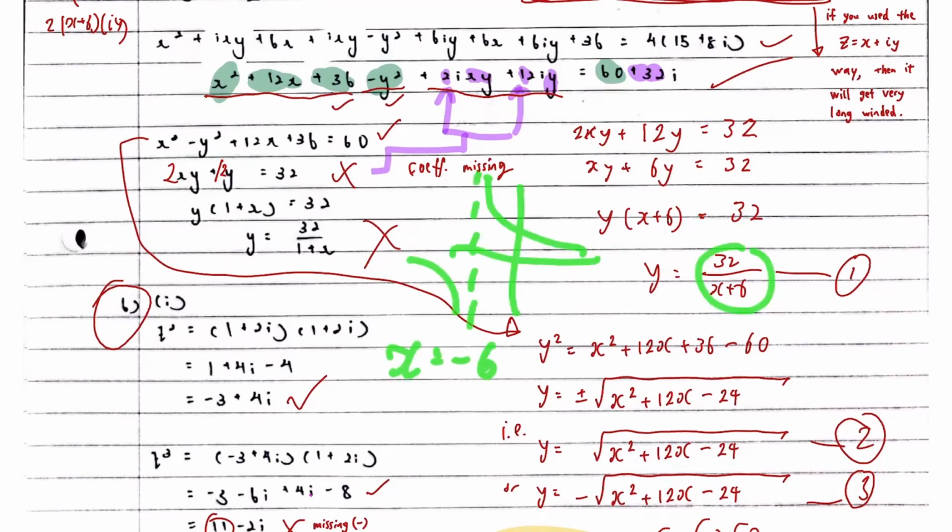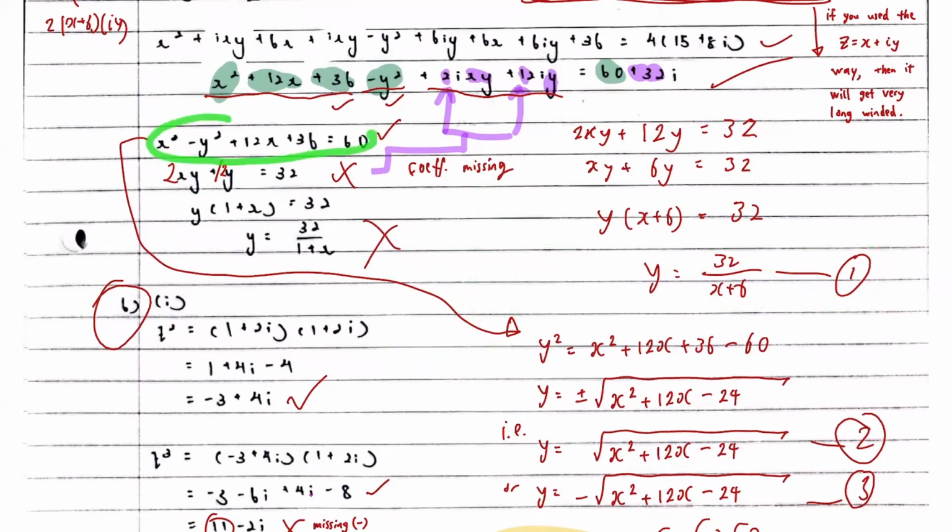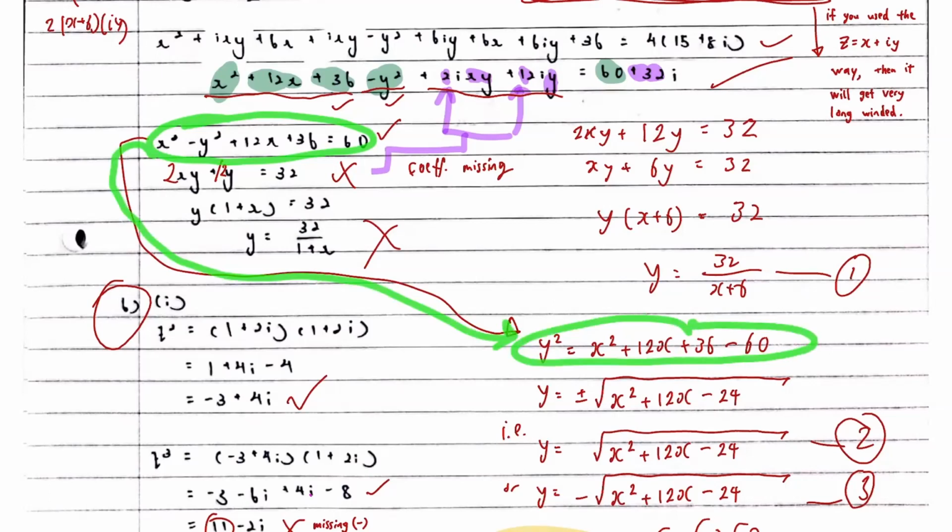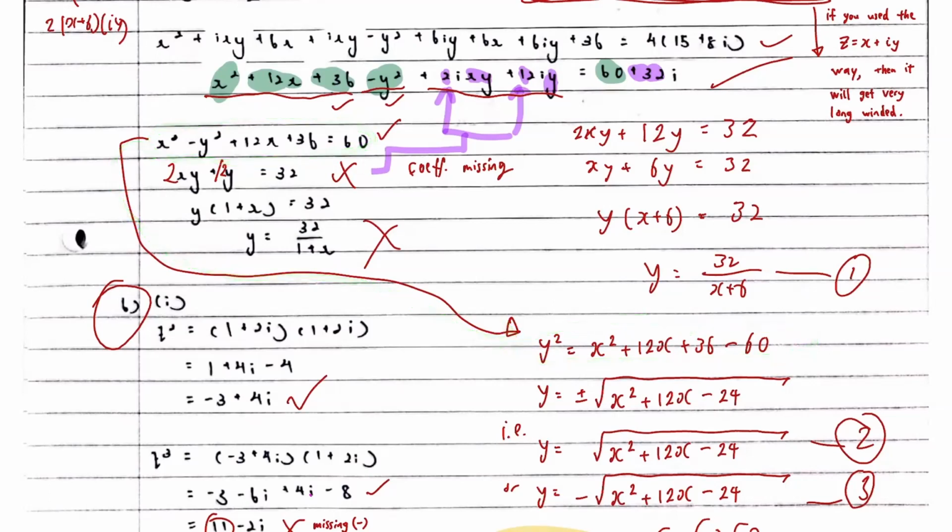You can use a GC to draw it yourself. I call it equation 1. Then now I've got the second equation: x squared minus y squared plus 12x plus 36 equals 60. You compare the real part, you get this. Straight away, I hope you realize this is the equation of a hyperbola. Do you see that?